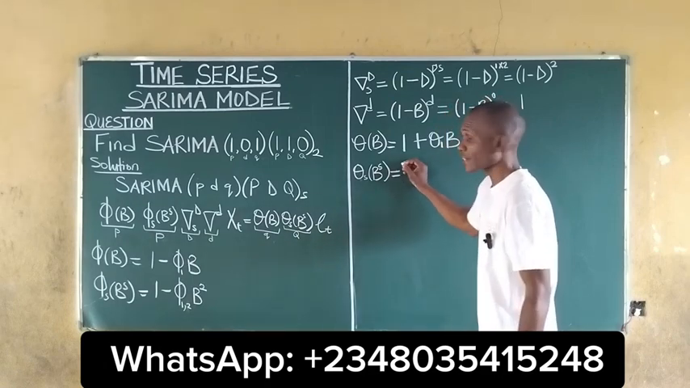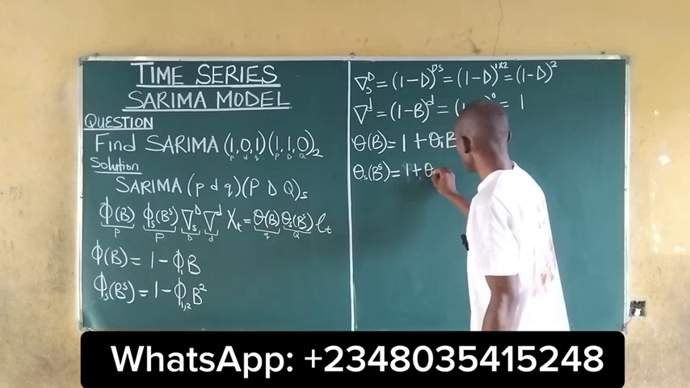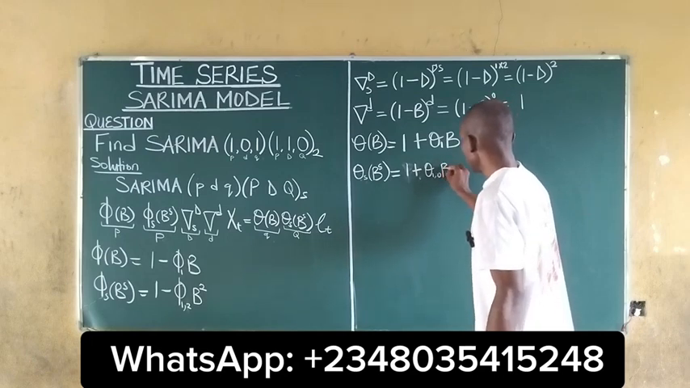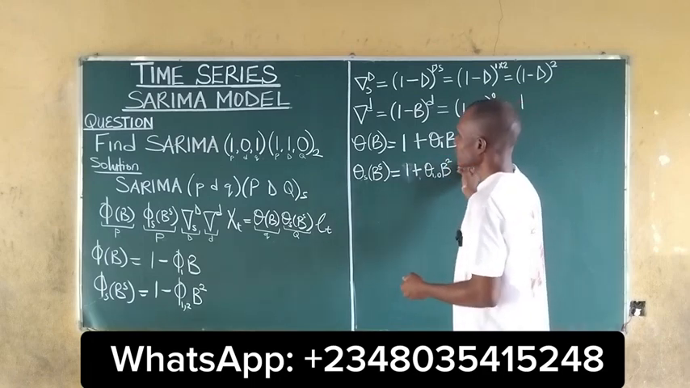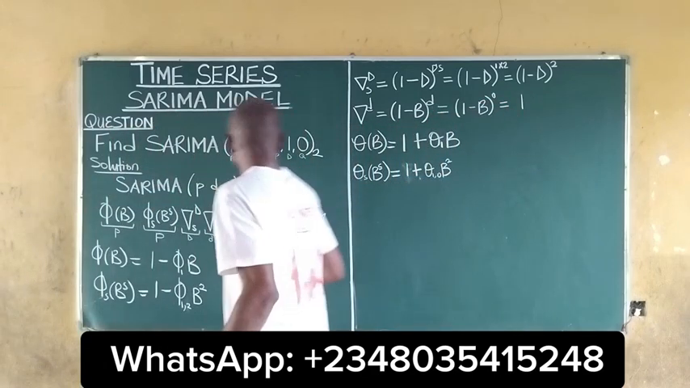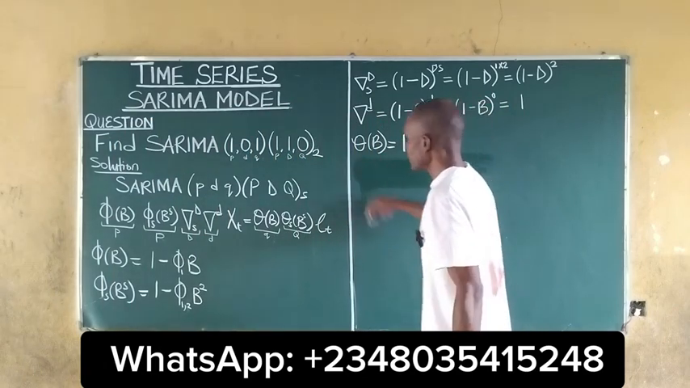Of course, if we wanted to write out something, we would write 1 plus theta 1,0, B raised to the power of s, which is 2. But since this Q is 0, we are not putting down anything here.